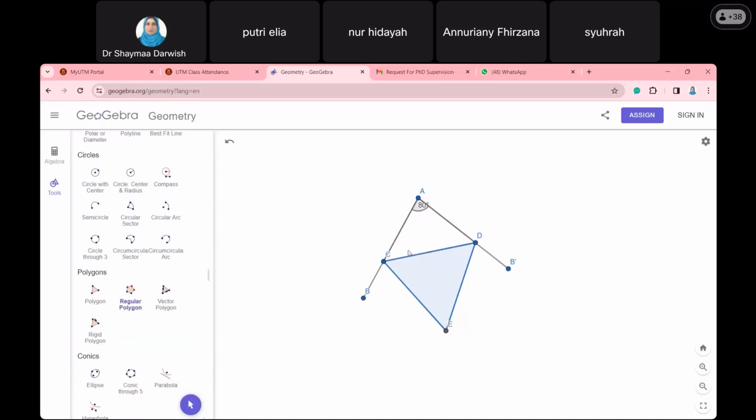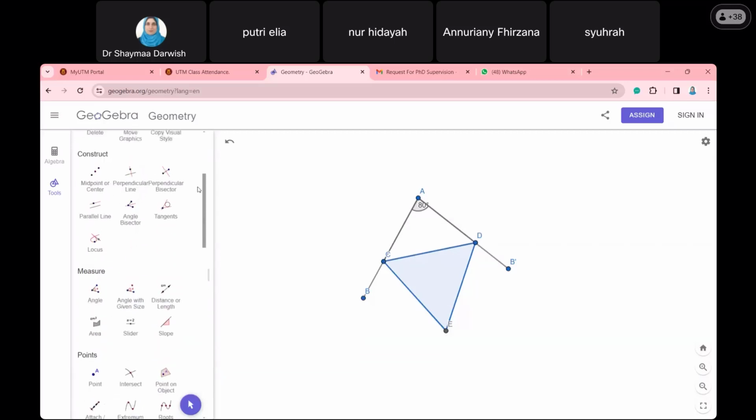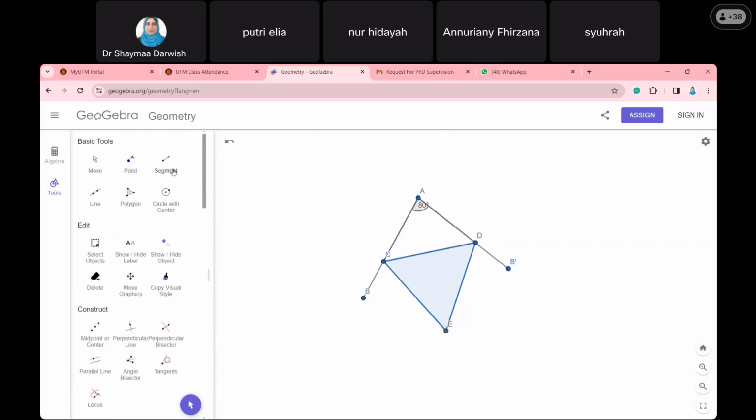Then between point A and point E, I can draw, based on axiom 1, sorry, a line AE, this one. So we claim that this line will bisect the angle. Why? Because if you look here, now I have this line.